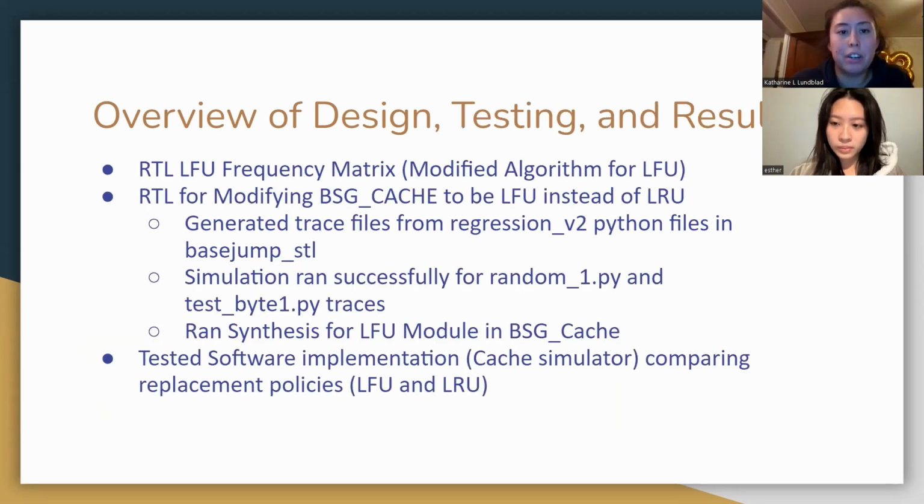So this is an overview of the design, the testing, and the results we did for our project. We implemented the RTL for the least frequently used frequency matrix. We also wrote some modifications to BSG cache to be using the LFU instead of LRU algorithm. And then we also generated trace files from regression v2, which is a group of Python files in Basejump STL, and we were able to successfully run traces generated from random1.py and testbyte1.py. We also ran synthesis for the LFU module in BSG cache.